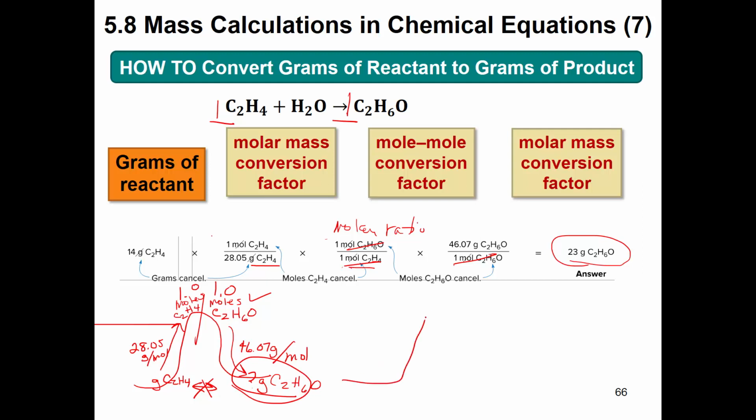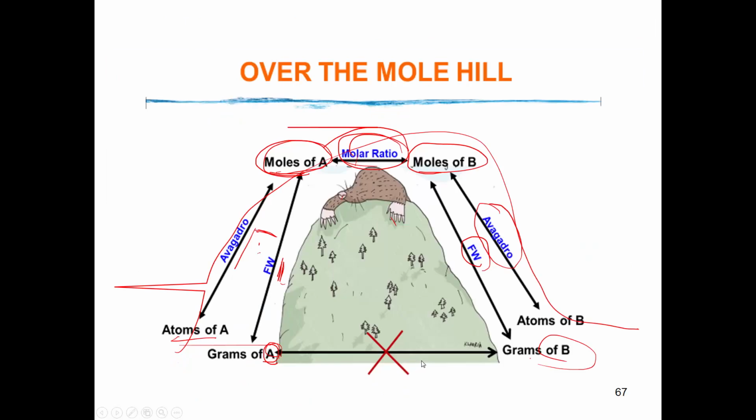So I'm thinking like going over that molehill from grams to moles of the first one, which was C2H4. The molar ratio from the balanced chemical equation gives me the moles of the C2H6O, and then I use the formula weight of the C2H6O to give me the grams. So it's just a little way that I look at it that kind of helps me remember it. So if the molehill helps you, use it. If not, then just try to do it the book way.